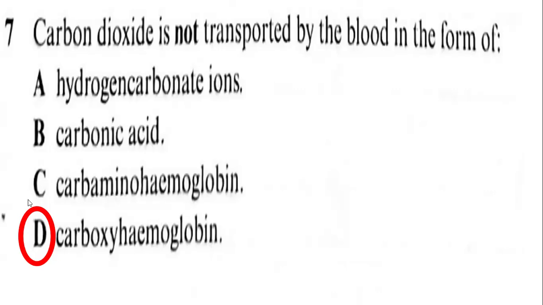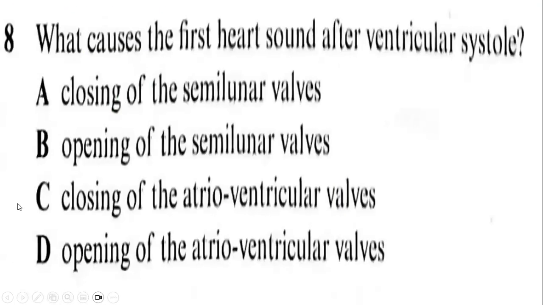Okay, so next we have, what causes the first heart sound after ventricular systole? Is it C? By the way, what is ventricular systole? What does that mean? Ventricular systole is when the ventricles contract to push blood through the semilunar valves. Okay, I can accept that. That's definitely a good answer. Anyone else? What do we mean by ventricular systole?